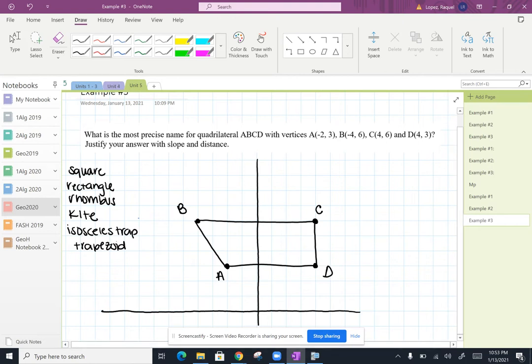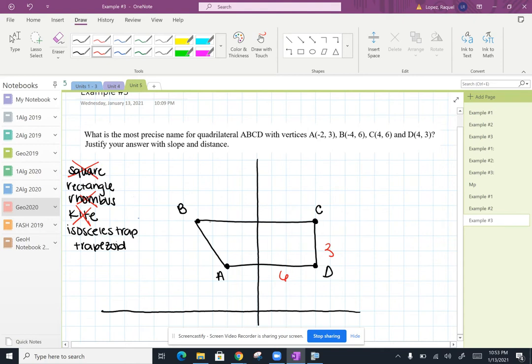So I know it's not a square because CD has length 1, 2, 3 units long, and 1, 2, 3, 4, 5, 6, AD is 6 units long, so I know it can't be a square, and I know it can't be a rhombus because in both of those, all of the sides have to be the same, and they're different. And it also cannot be a kite because those two consecutive sides are not congruent.